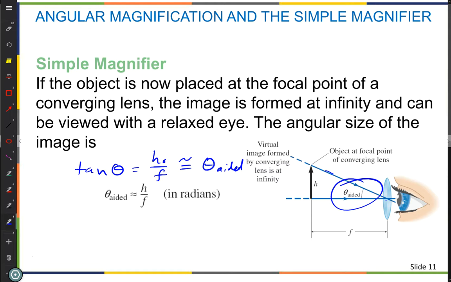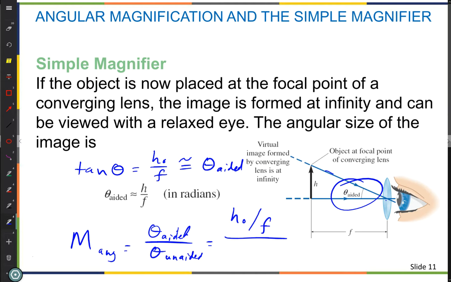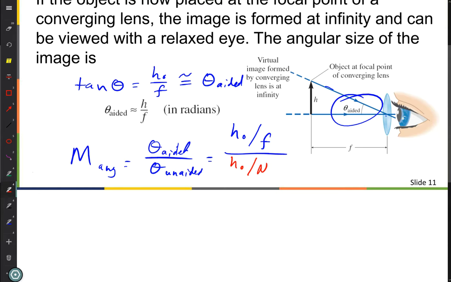And then we finally just calculate the magnification. The angular magnification is equal to theta aided over theta unaided. So theta aided, that's what we have on this page: height of the object over the focal length. The theta unaided is what we had on the previous page, which was height of the object over the near point. Good news, it doesn't matter how tall the object is, because what happens to the height of the object? Cancels out.